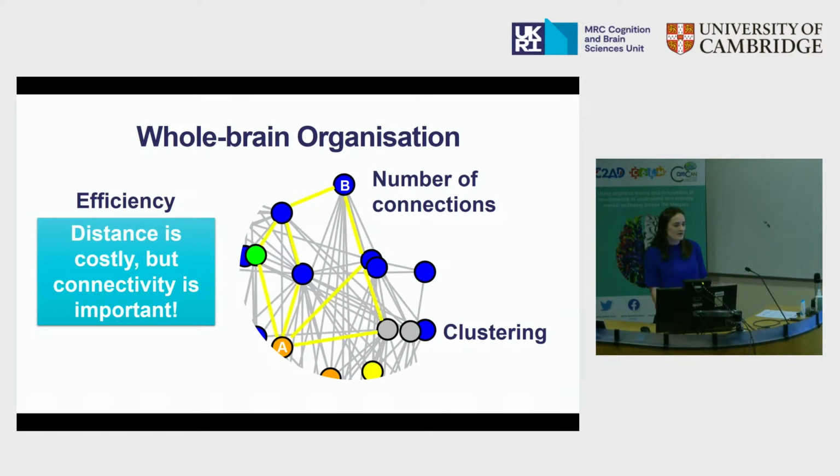There's many different ways that A and B could be connected, but the red line is indicating what would be the most efficient connection because it's the most direct in minimizing unnecessary costs. And so researchers have been exploring how organization of the brain relates to important outcomes.